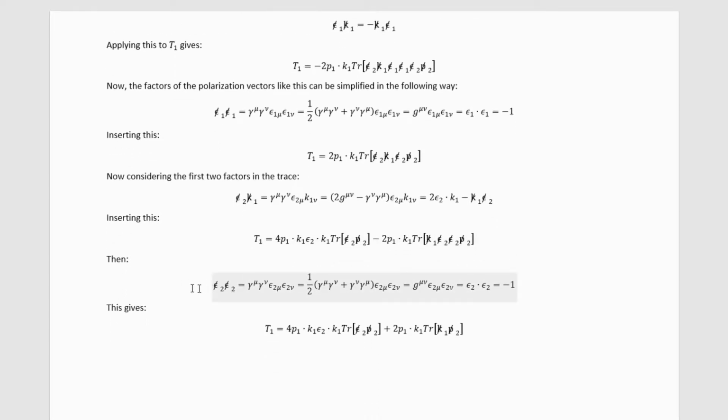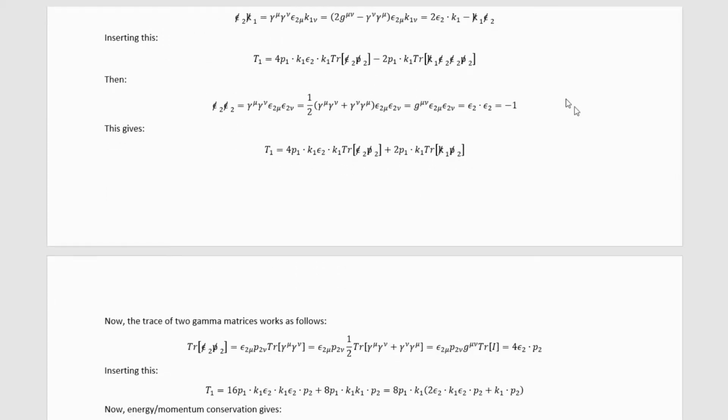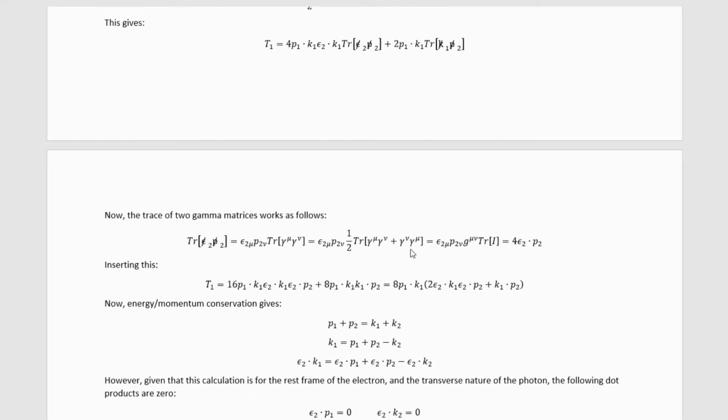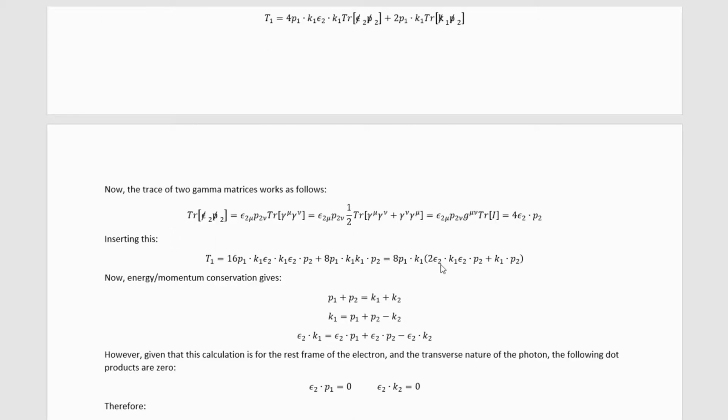Next, we can prove that these two polarization factors slashed gives -1 also, which should be obvious because these two polarization vectors dotted with themselves are going to equal the same thing. Inserting that gets us this, and then we can use the Dirac-Clifford algebra to evaluate these traces of products of two gamma matrices. Doing that simply works out to be this. The 4 factor comes from the trace of the identity. Inserting that in gets us to here.